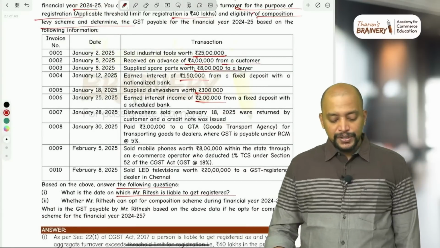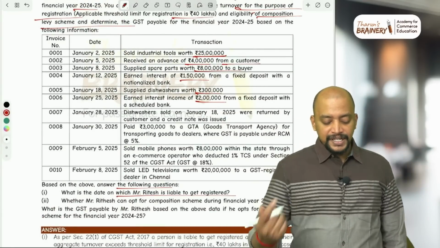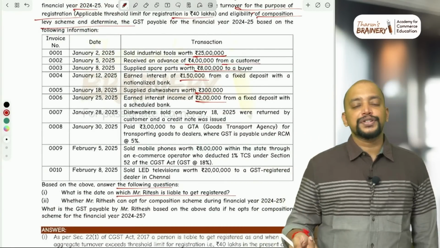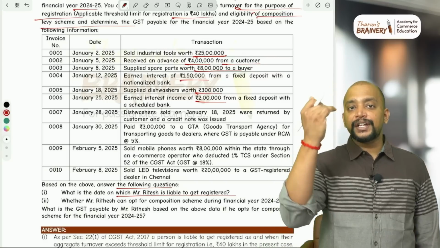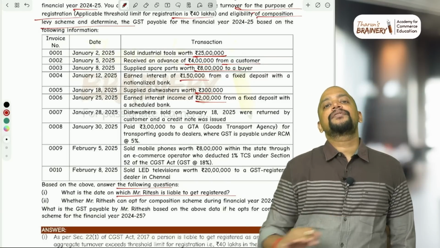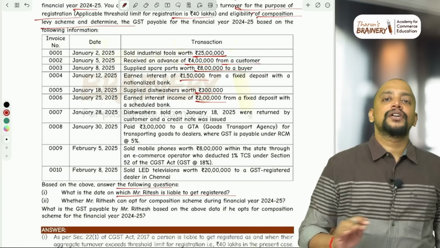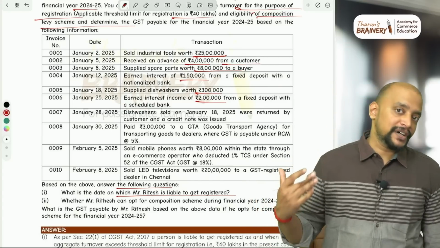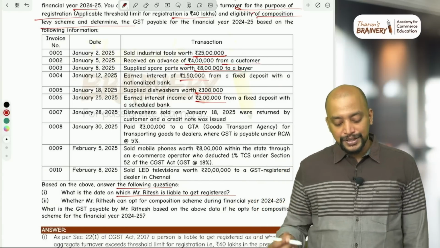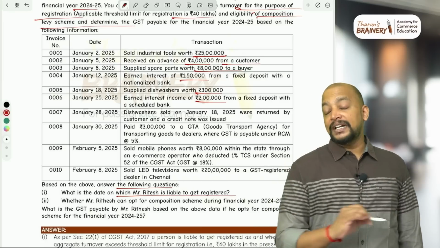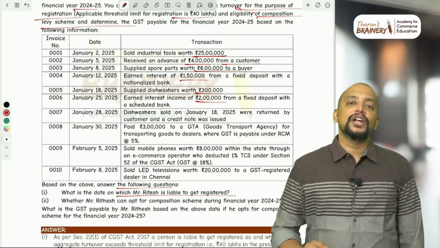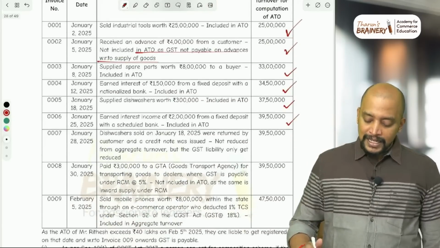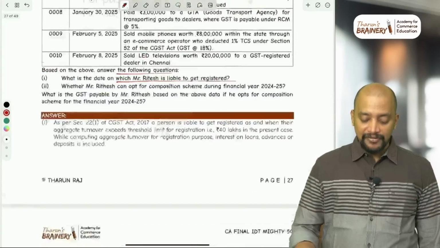Then dishwashers sold on January 18 were returned by the customer and a credit note was issued. Because of this, will the aggregate turnover get reduced? No. Because of the credit note, the aggregate turnover will not get reduced. We don't have such a provision as per the definition of aggregate turnover. Yes, when the credit note is issued the liability gets reduced, but definitely the aggregate turnover will not get reduced. So the aggregate turnover is still 39,50,000.